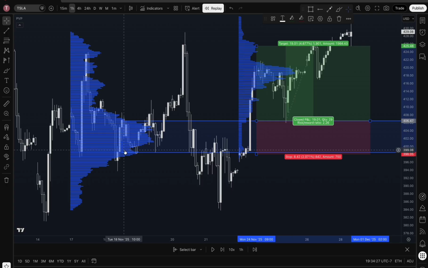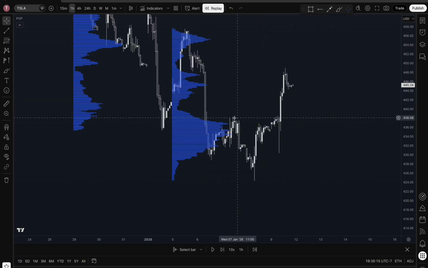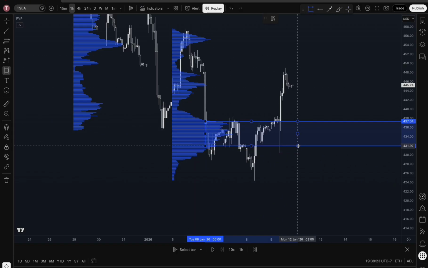Sometimes I would use volume profile for an entry, and then I would use price action and support and resistance levels on candles for my take profit, just like right here. And then the last example for Tesla, for hourly time frame with weekly volume profile, would be seeing this high volume node, marking it as a potential support if the price comes back to it.